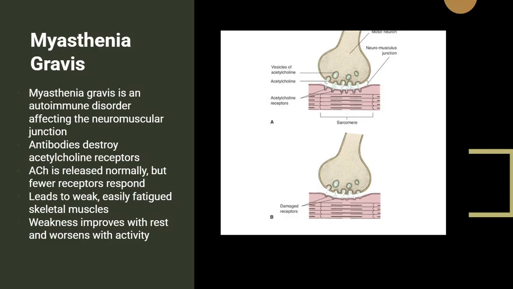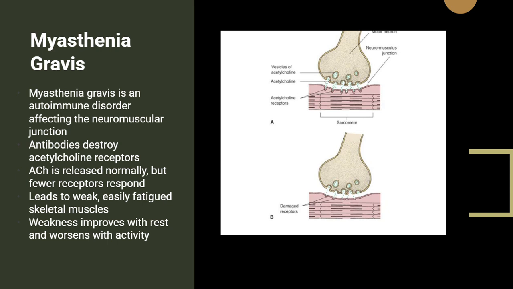In myasthenia gravis, the immune system begins producing antibodies that mistakenly target and destroy these acetylcholine receptors. As the number of functioning receptors decreases, acetylcholine has fewer places to bind. Even though the nerve still releases acetylcholine normally, the muscle cannot receive the signal effectively. This leads to the hallmark symptoms of myasthenia gravis: muscle weakness that worsens with activity and improves with rest. The more a muscle is used, the faster the available receptors become fatigued, causing the weakness to appear progressively worse over time. The diagram highlights this difference.